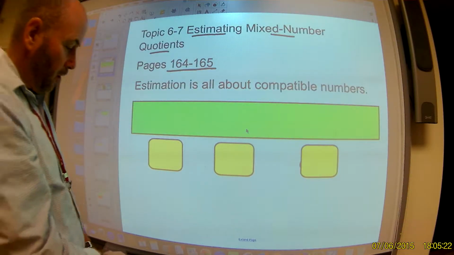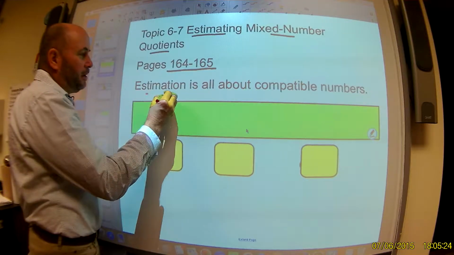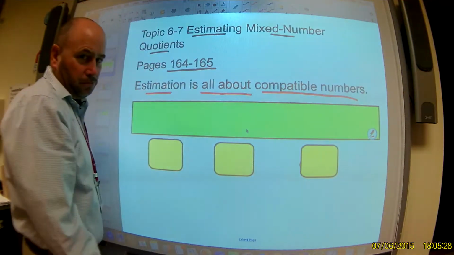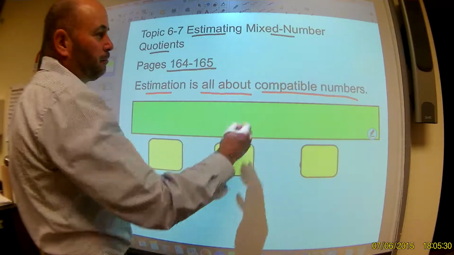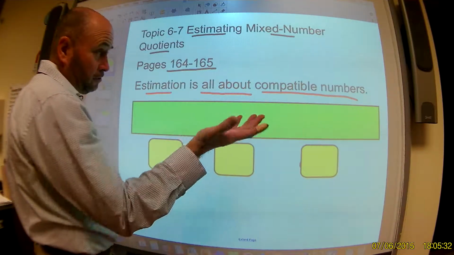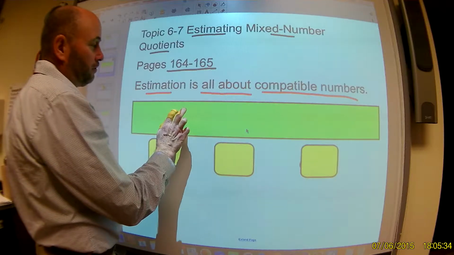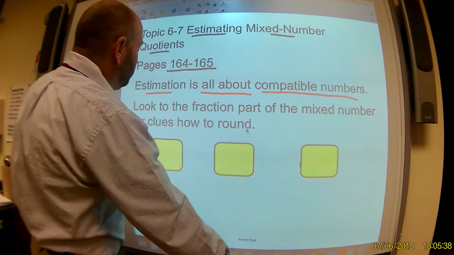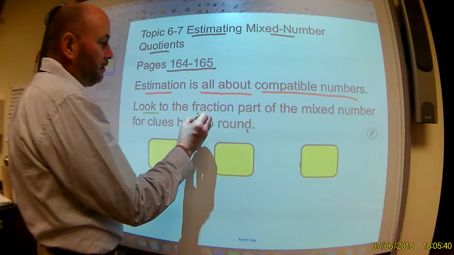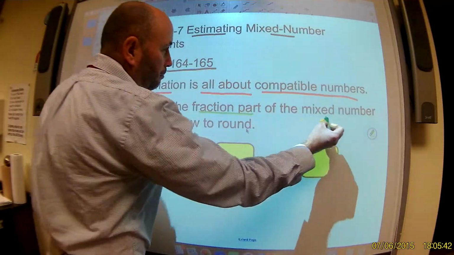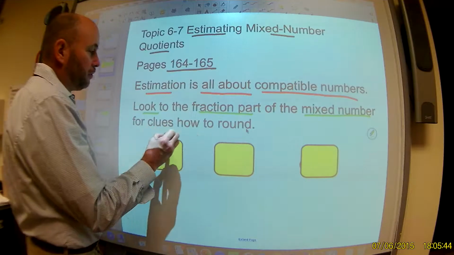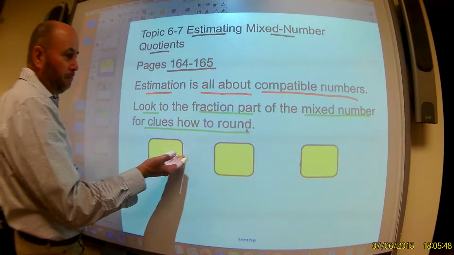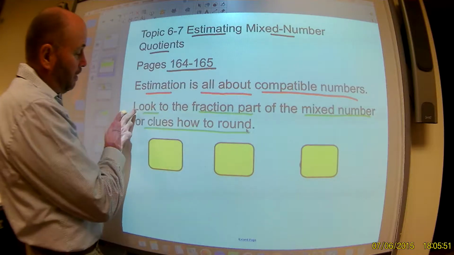Okay, first thing I want to emphasize is that estimation is all about compatible numbers. That's what you want to remember. We've been working with compatible numbers, and they'll be very important for this lesson. The other thing you want to remember is to look to the fraction part of the mixed number for clues how to round. And we'll give you a couple examples.